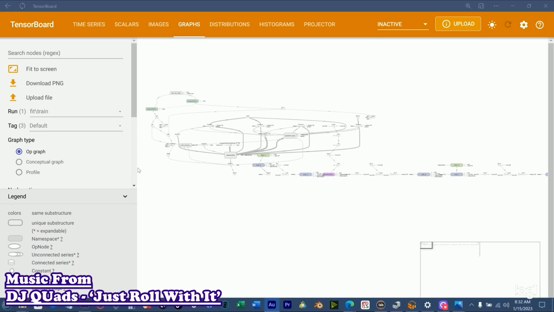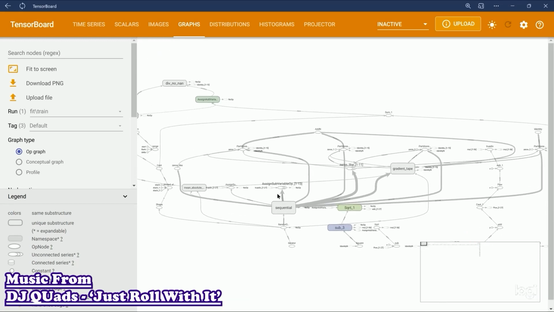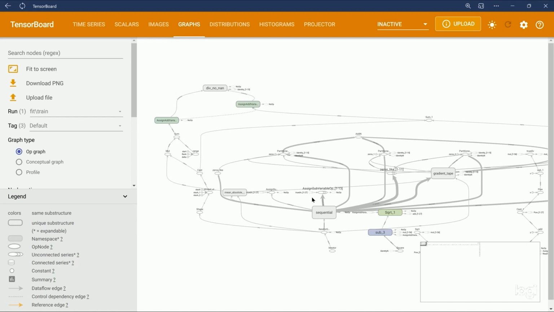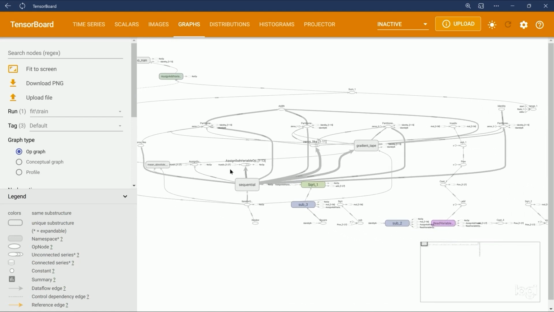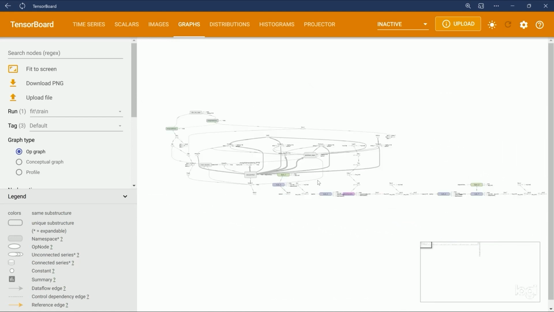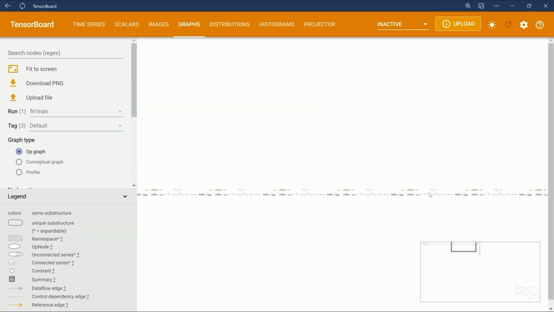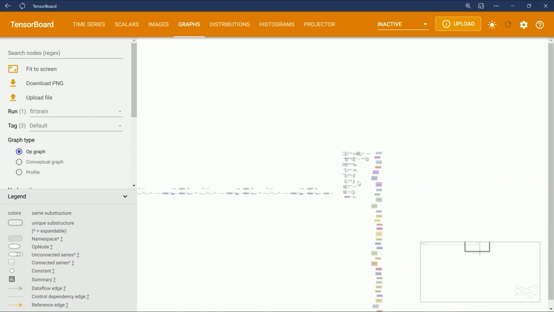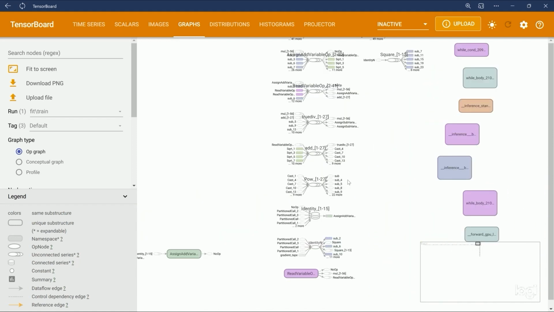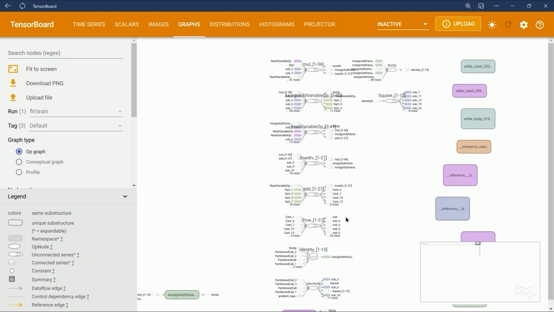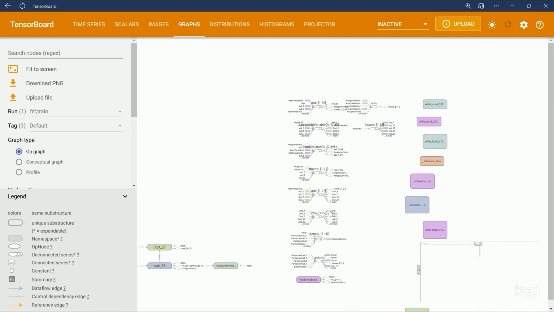So what you're looking at here is a neural network. You may ask yourself, what exactly is this? Well, for a few months now, I've been working on creating artificial intelligence, basically AI that can not only predict future market prices, but also trade market prices too. I'm going to show you something.